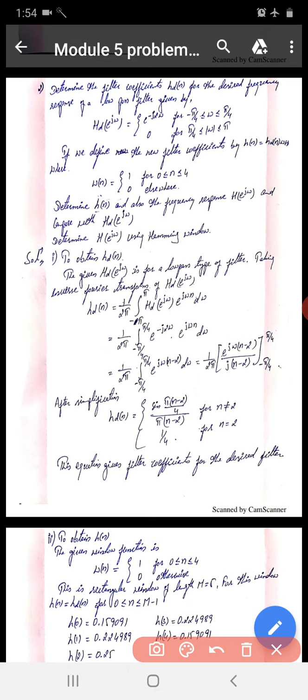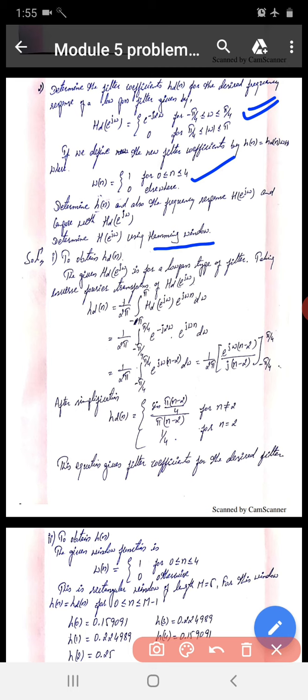In the given problem, they have already given the desired frequency response for the low pass filter, and also mentioned which window function, that is omega n, we have to take. In this case they mentioned 1 for 0 to 4, that is, 0 to 4 means the cutoff is going from minus pi by 4 to plus pi by 4. Next, we have to use our Hamming window. This is the given data for this problem.